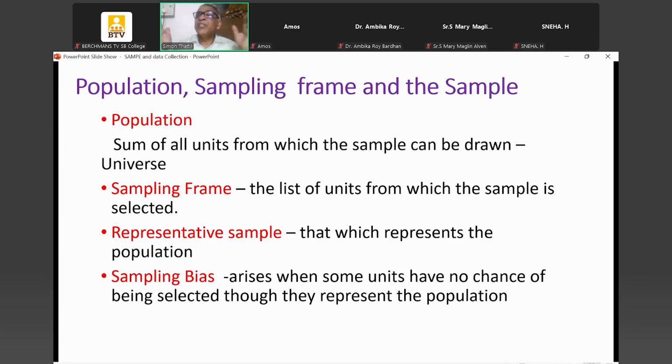But suppose I'm saying that I'm selecting all students in the college, and there is no other criteria for limiting it or for confining it, then in that case, the population and the sample frame will be the same. Again, I want to select customers, but I want to select only those customers who have made at least two purchases in a year or three, something like that. So if I'm saying all customers, the number was 25,000, which is the population.